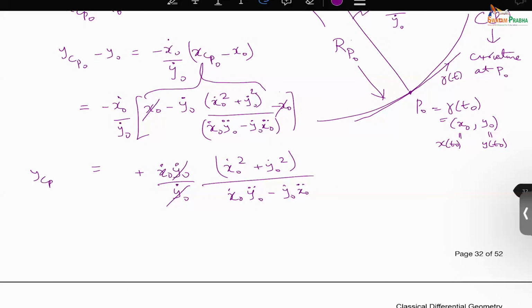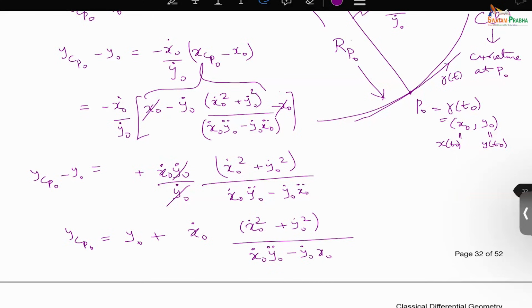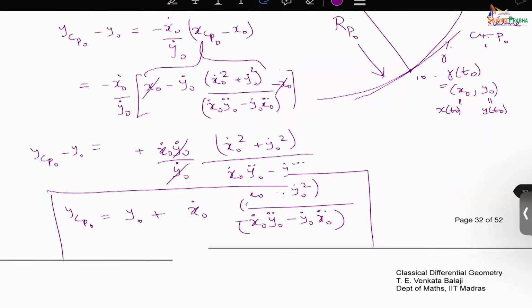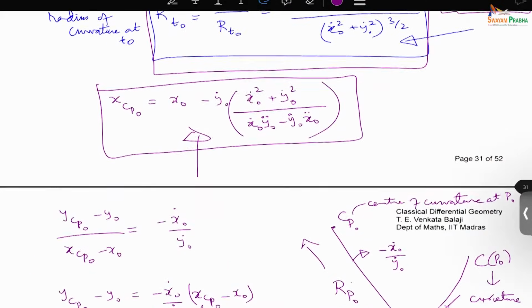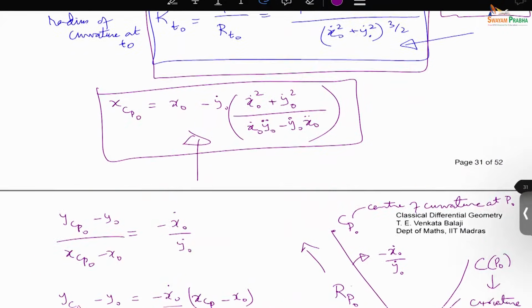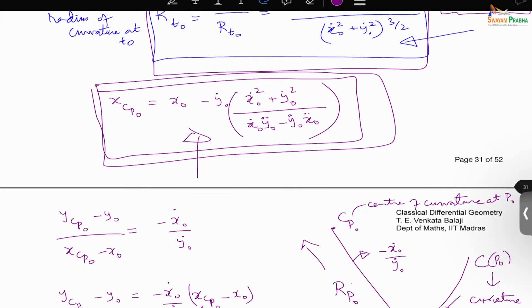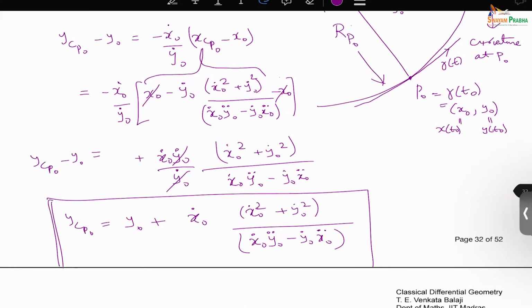So this is y_cp naught minus y naught, so you will get y_cp naught is equal to y naught plus this quantity: x naught dot into (x naught dot squared plus y naught dot squared) divided by (x naught dot y naught double dot minus y naught dot x naught double dot). And now you see this is the y coordinate. I have got the x coordinate, and so this is the x coordinate of the center of curvature, and this is the y coordinate of the center of curvature.